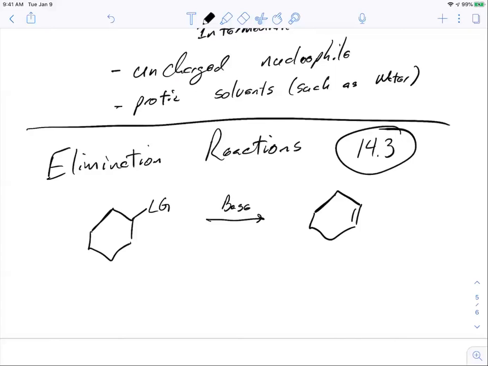And we're gonna say base because if you look at what's eliminated, it is the proton plus the leaving group, right? So what I have eliminated from my substrate is a hydrogen and the leaving group. Like with substitutions, there's two main mechanisms for this. There's the monomolecular and there is the bimolecular. So there's the E1 and the E2.